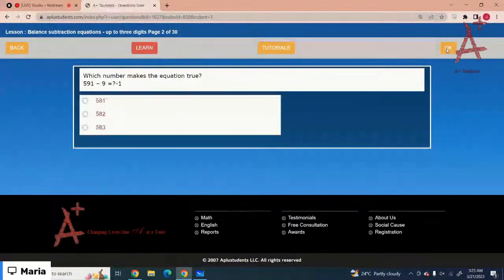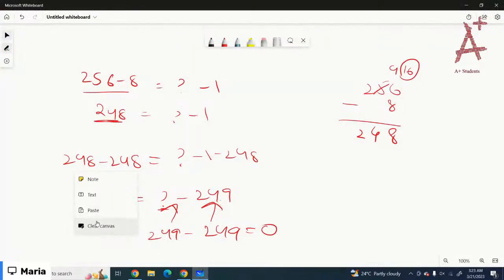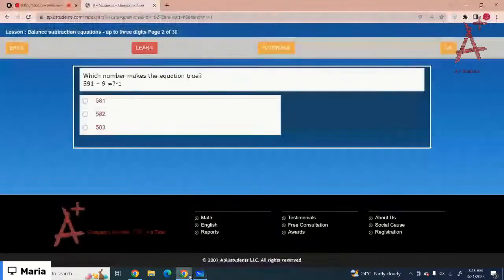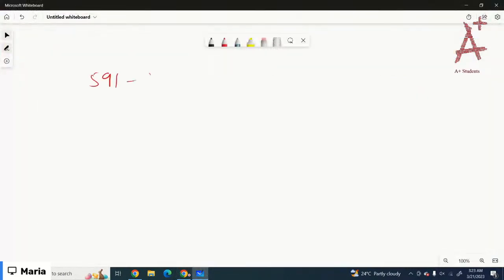Okay, which number makes the equation true? 591 minus 9 equals the missing number minus 1. Let's just subtract 9 out of 591. You cannot subtract 9 from 1. Got it? So you have to borrow 1. Here you have 8 and here you have 11. 11 take away 9 is 2. Bring 8 down and here you have 5. So it is 582.